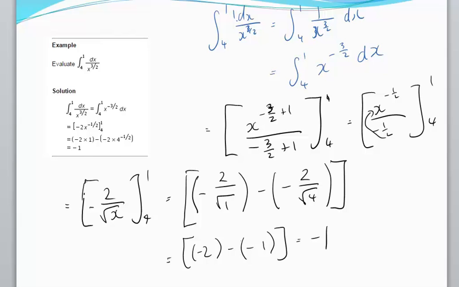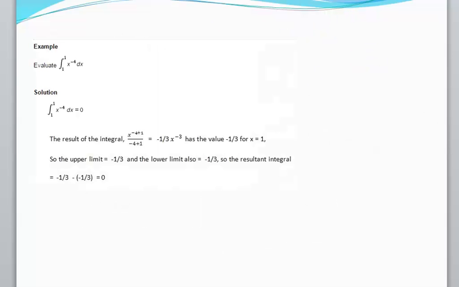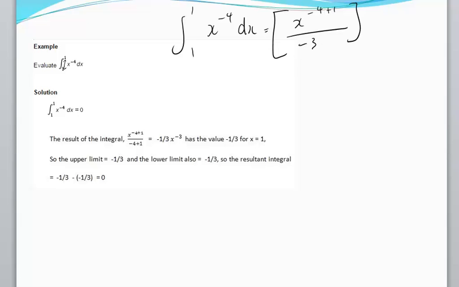So moving on to example 4. We're doing the same thing, just with different numbers. And here we notice we're actually integrating between 1 and 1. So between 1 and 1, we have x to the power of minus 4 dx. So this becomes x to the power of minus 4 plus 1, so it becomes minus 3 divided by minus 3 here, between 1 and 1. So here we're saying x to the power of minus 3 on minus 3 between 1 and 1.